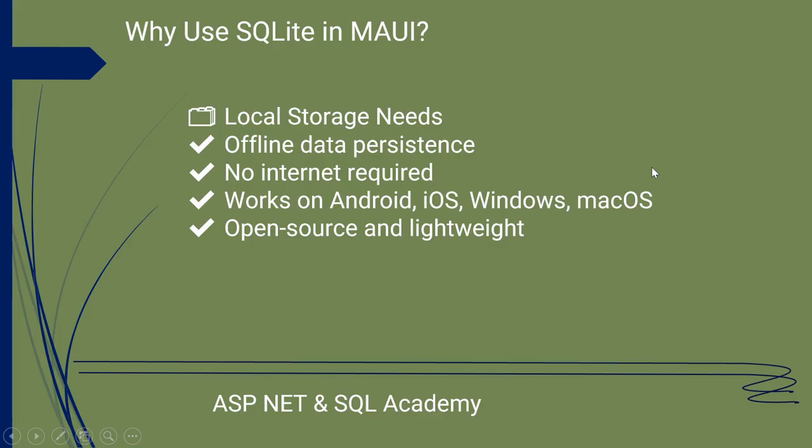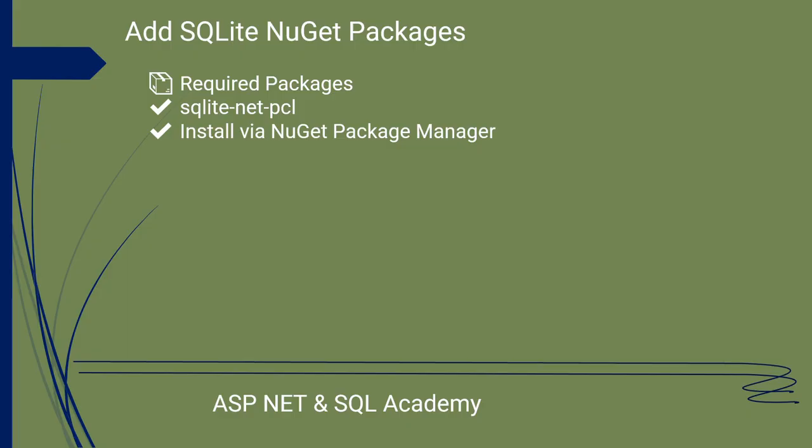SQLite is ideal for apps that need to store data locally, such as to-do lists, notes, or offline products. To get started, add SQLite-net-pcl to your project. This is a lightweight ORM built on SQLite for .NET.